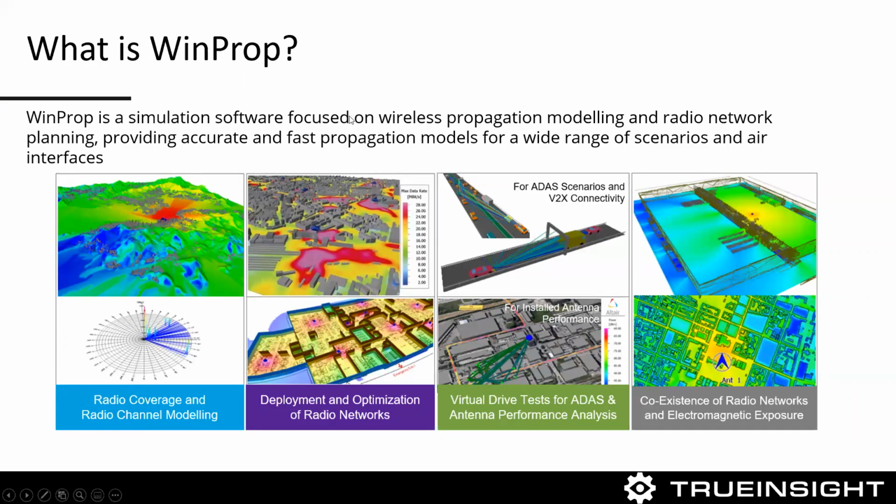Like I said, it's a simulation software that's focused on wireless propagation modeling and radio network planning. There's not a lot of tools out there that have this capability of both running electromagnetic simulation, but also looking at wireless propagation. So looking at radio coverage for topographical applications, but also urban environments. The other cool thing about this is you can actually have a hybrid scenario. So when you're looking at these buildings right here, you can have them look at the wireless propagation through the buildings on the interior as well as on the outside.